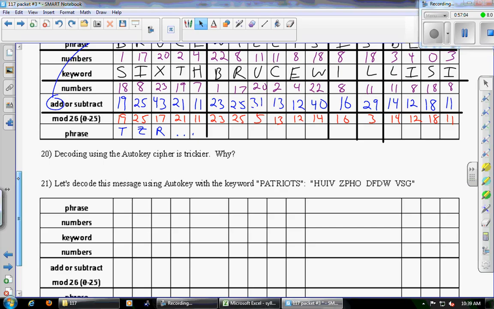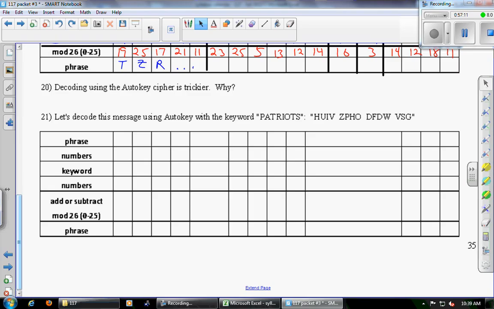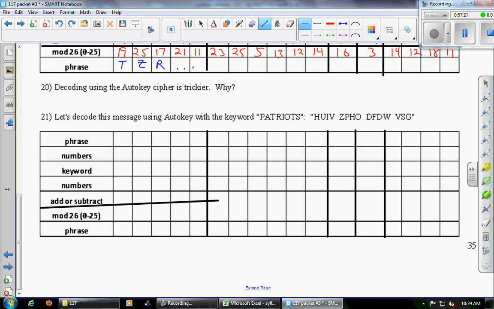So it's the same as Vigenère, except instead of repeating that keyword over and over, you write the keyword only once, and then you start writing the message. Very tricky. I should say very sneaky. I don't think the process is any harder. It's just a very sneaky way to encode information.